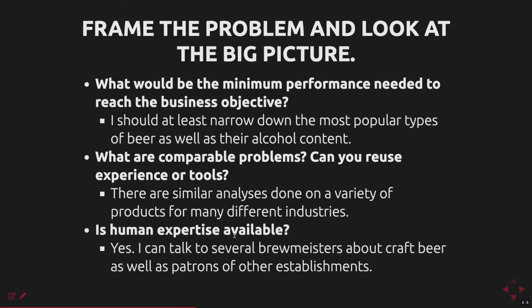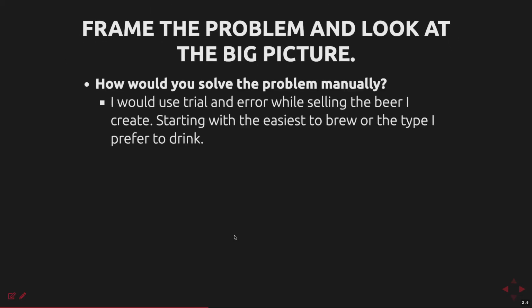Yes, of course. I can talk to several brewmeisters about their craft beer, as well as talk to patrons of other establishments to see what types of beer they actually like, as well as the locations that they like to travel to, to get their beers. So how would you solve this problem manually? I would maybe do this by trial and error. I would create a beer, sell a beer, and see whether it sells really well and people like it or not. And start with maybe the easiest type to brew, and then maybe something that I prefer to drink myself.